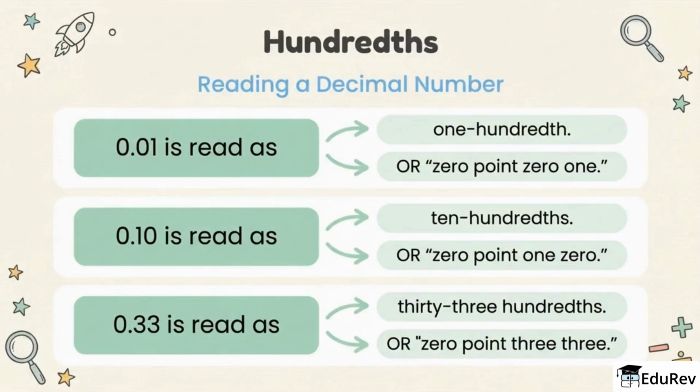Reading decimals out loud helps understand them. 0.01 can be said as 1/100th or 0.01. 0.10 is 10/100ths or 0.10. 0.33 is 33/100ths or 0.33. Saying both the fractional name and the spoken decimal helps connect the ideas.